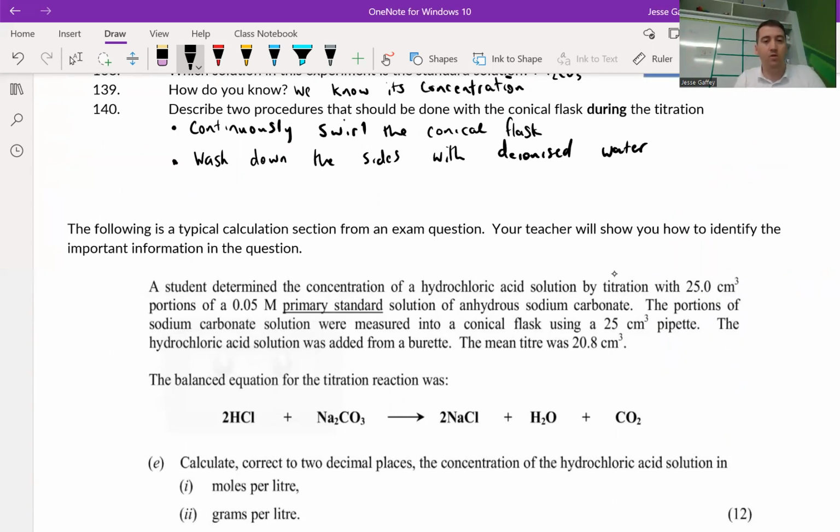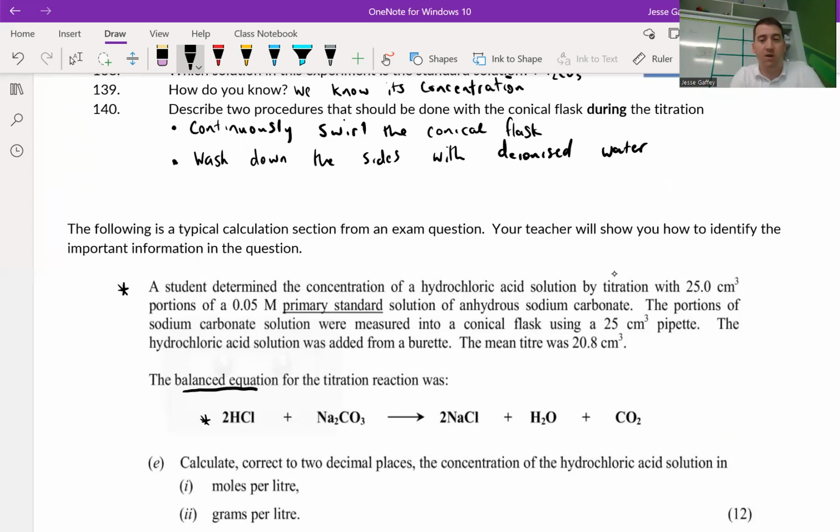All right, so what you usually get is a piece of text with some numbers and some important information in there. Then you always get a balanced equation given to you. Here it is, okay? Now, my suggestion is before you read any of the text, I always ask my students to write out the balanced equation on your page.